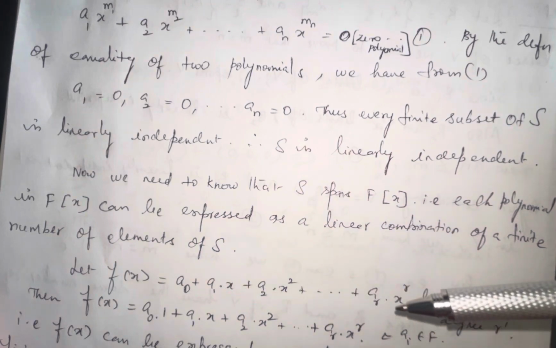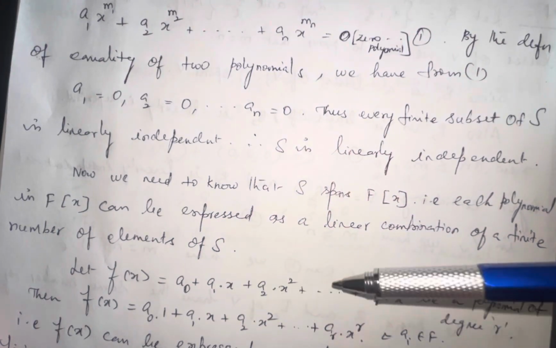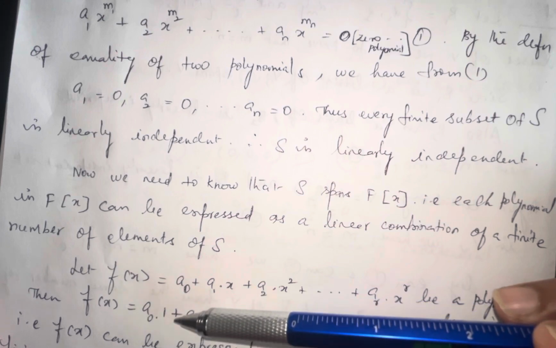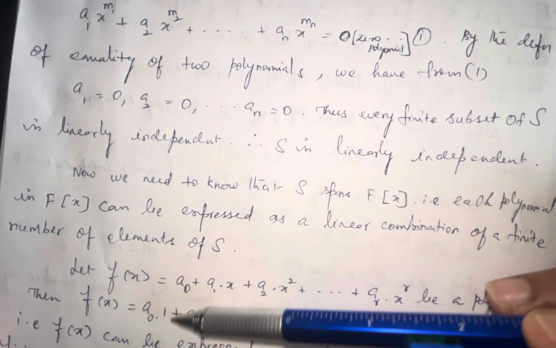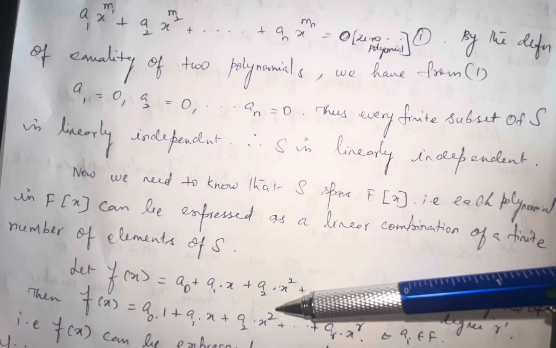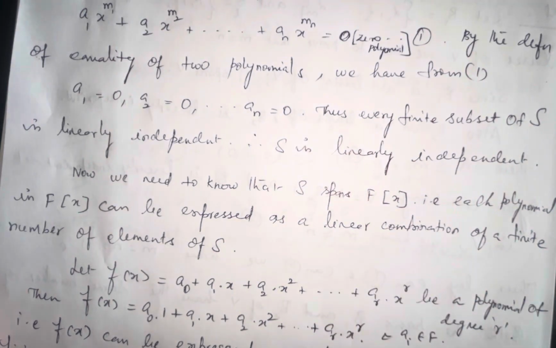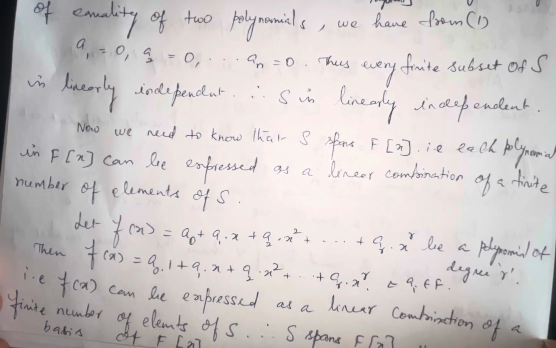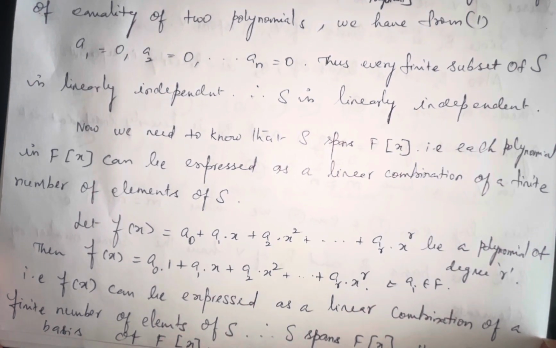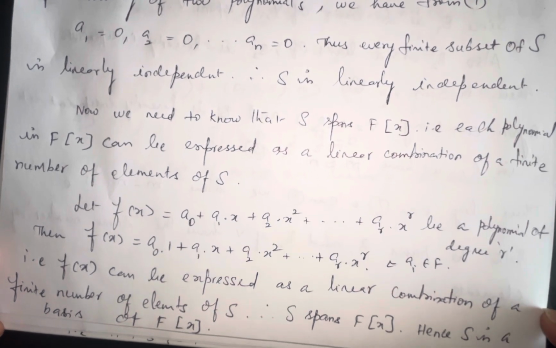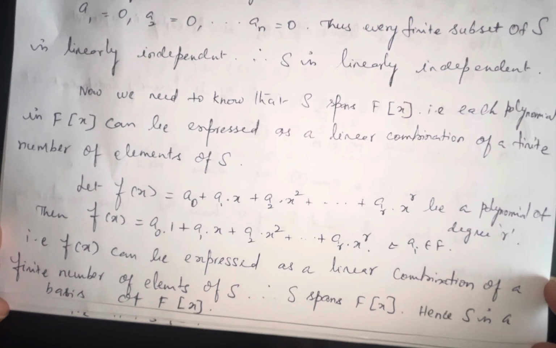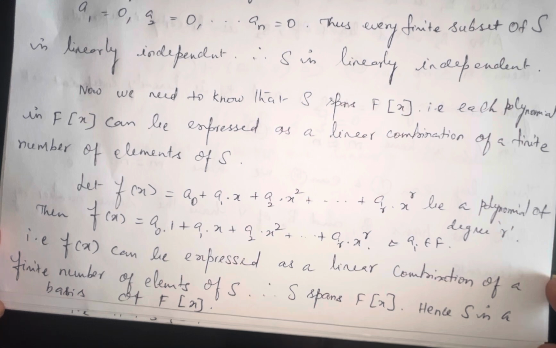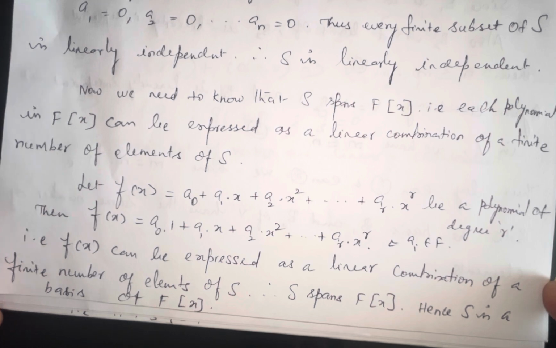This can be expressed in terms of a1 x, a2 x squared, etc. Here a0 times 1, where 1 is nothing but x to the power 0, then x to the power 1, x to the power 2, etc., up to x to the power r, for all a in F. This means every f(x) can be expressed as a linear combination of a finite number of elements of S, and hence S spans F[x] and S is a basis of F[x]. S is linearly independent as well as spans F[x], and hence S is the infinite basis for the given vector space F[x].